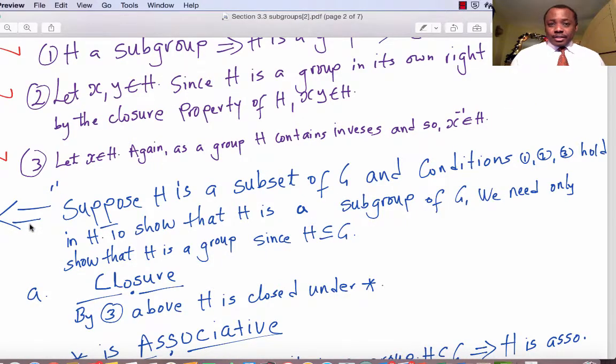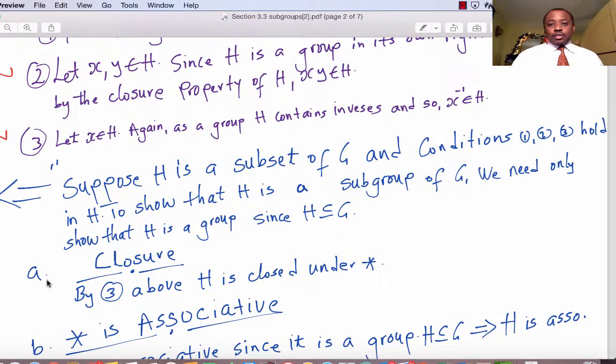Reverse direction. Suppose H is a subset of G and conditions 1, 2, and 3 hold in H. To show that H is a subgroup of G, we need only show that H is a group. It is already a subset, so all we have to do is prove that H is a group. Verify the 4 axioms that together define a group.